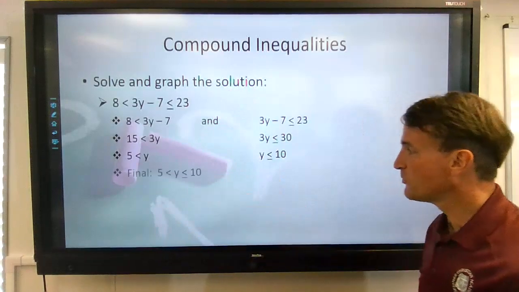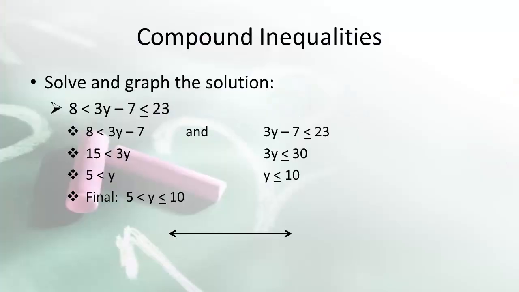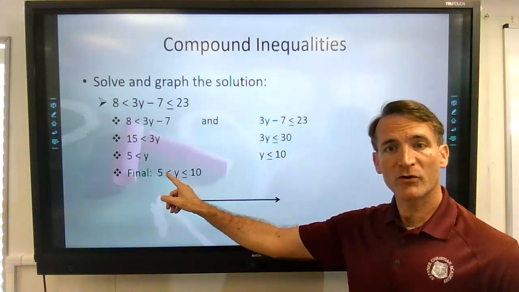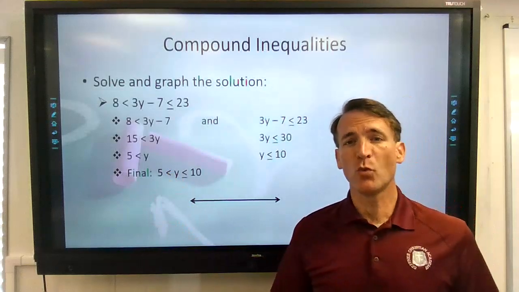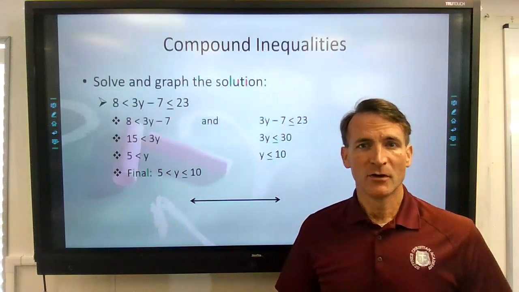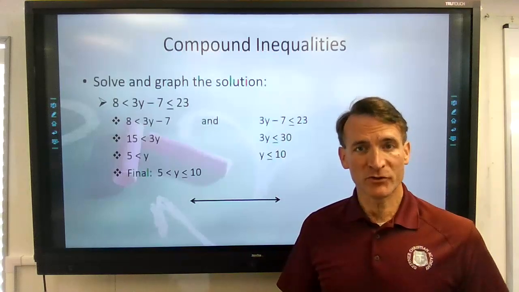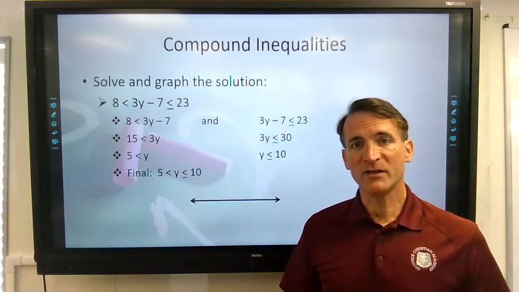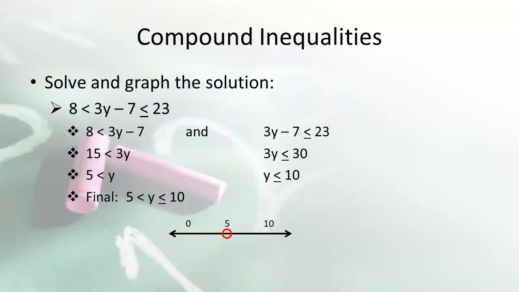So I'm going to start off with my line. And now what I want to do is put either a dot or a circle at 5. Which one should I use? Well, since it cannot be equal to the value of 5, I would need to put a circle. So I put a circle at the value of 5.